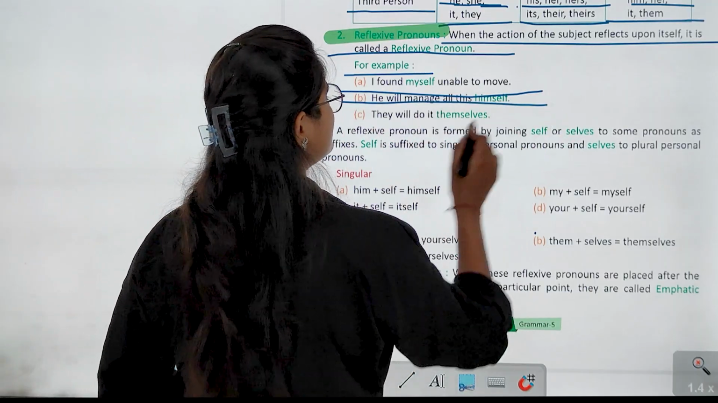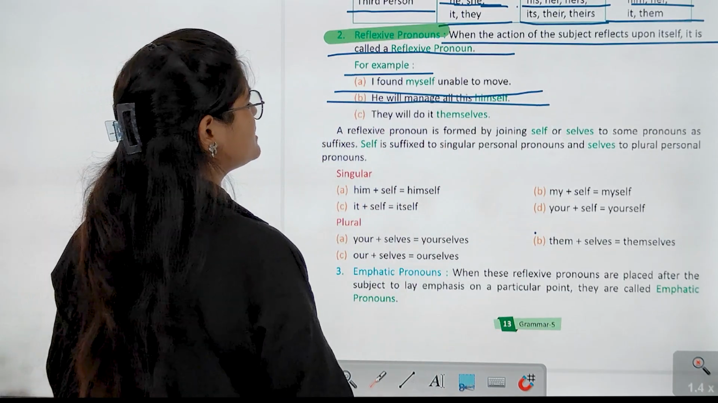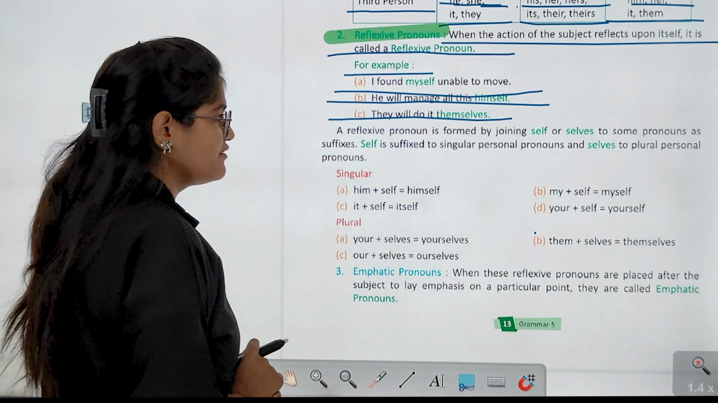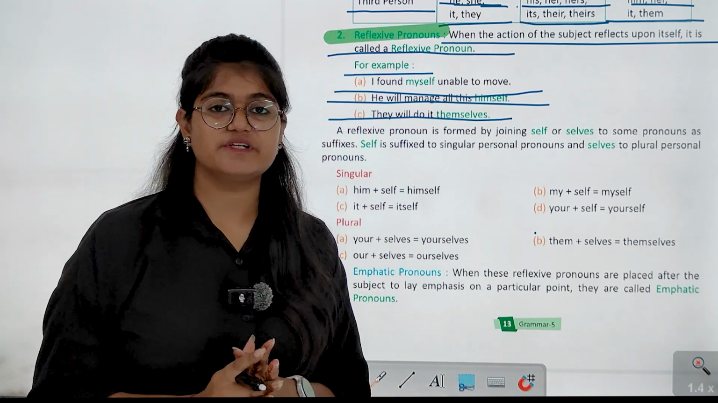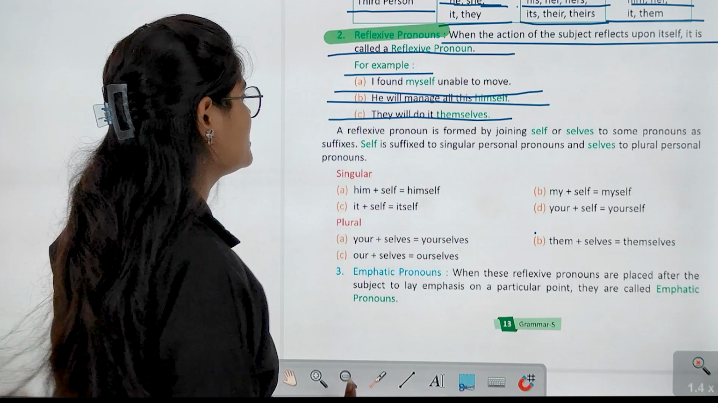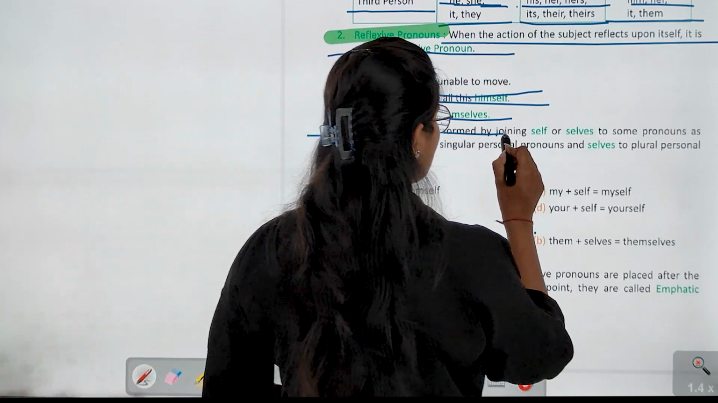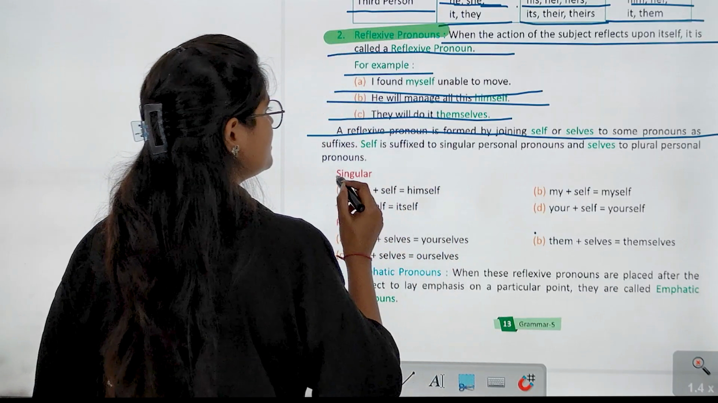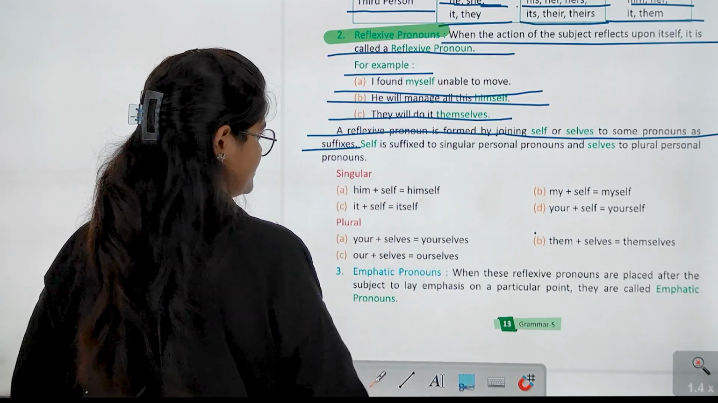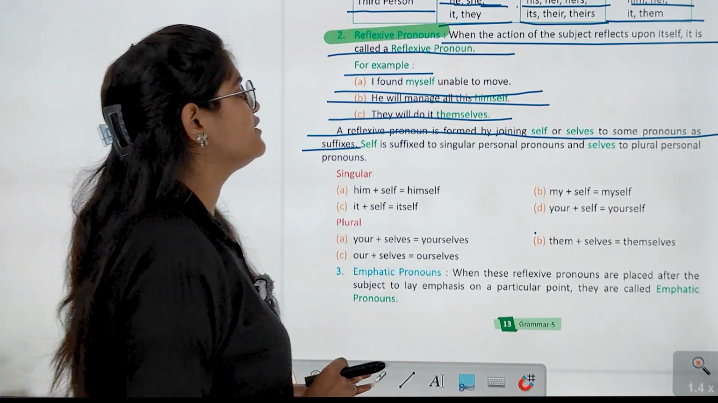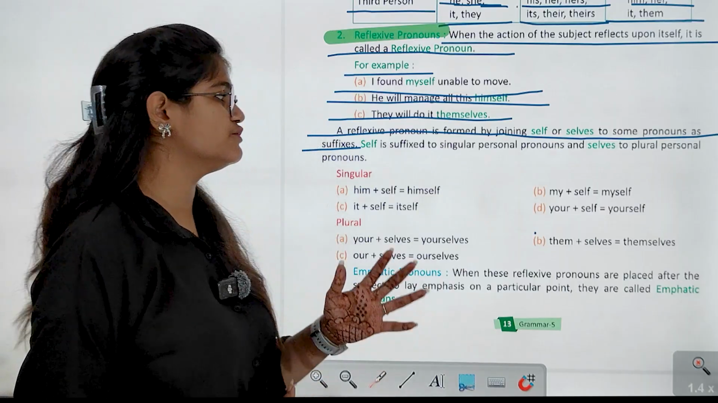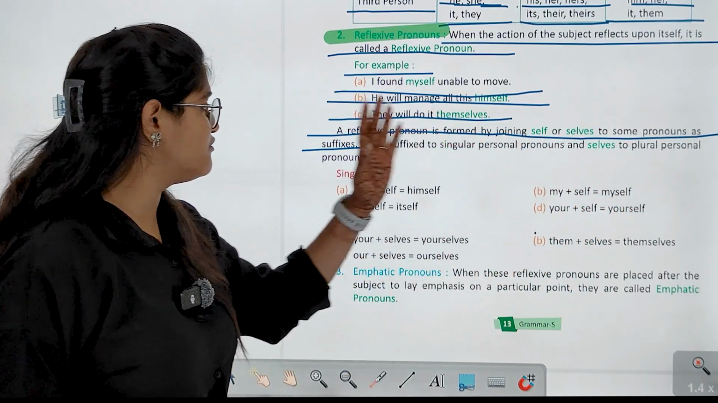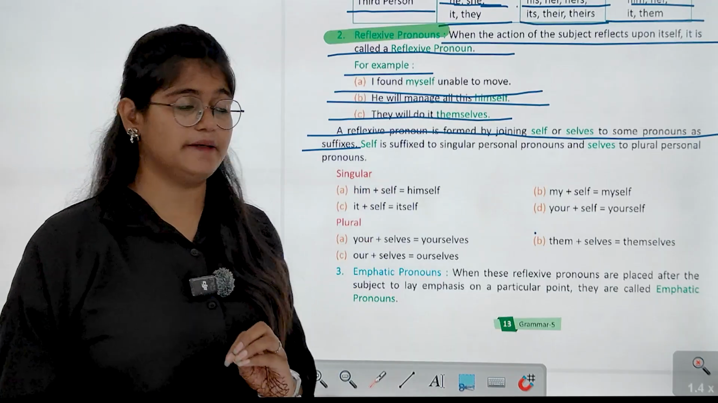Another examples, he will manage all this himself. They will do it themselves, right? So all these are the examples of the reflexive pronouns. After that, a reflexive pronoun is formed by joining self or selves to some pronouns as suffixes. अब reflexive pronoun जो है उसको बनाने के लिए हम उसके end में self या फिर selves suffixes को fix कर देते हैं, right?